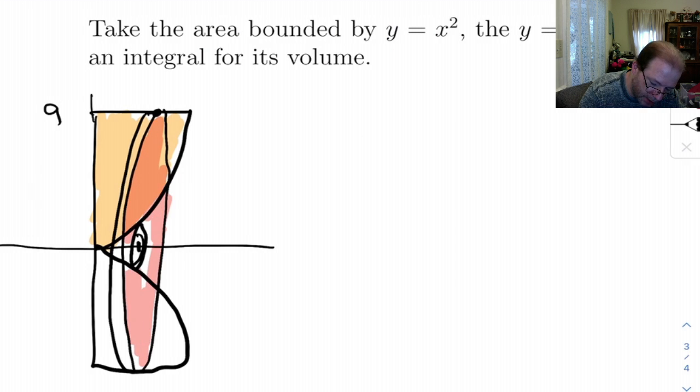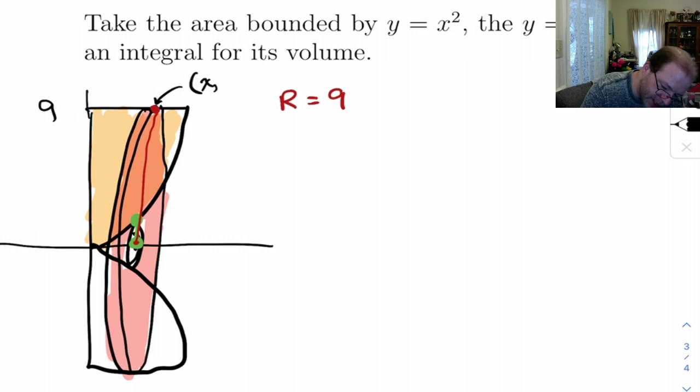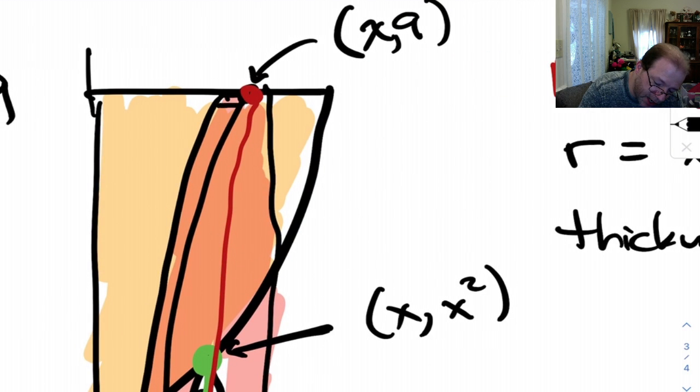So this is my washer, and I've got to come up with the volume of this thing. What I need is the little radius from here to here. Then I need the big radius from here up to here. In this case, the big radius is 9. Now, if we wanted to get fancy, we could say this point has x-coordinate x and y-coordinate 9. This point here has x-coordinate x and y-coordinate x squared. So the little radius is x squared, and the thickness is a tiny, it's how wide this is. Going from one side of this to the other, it's a tiny change in x.